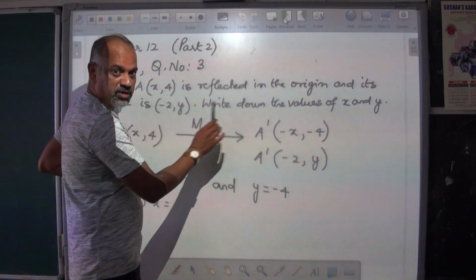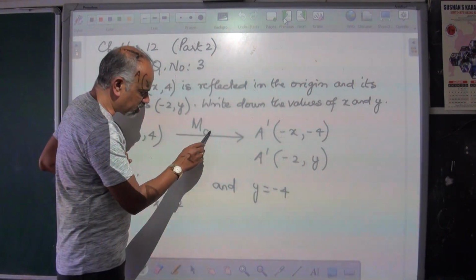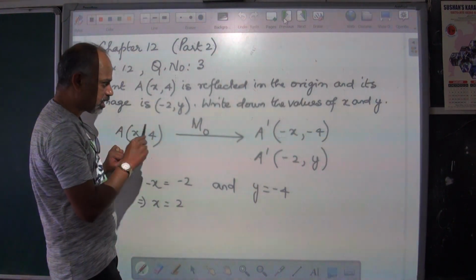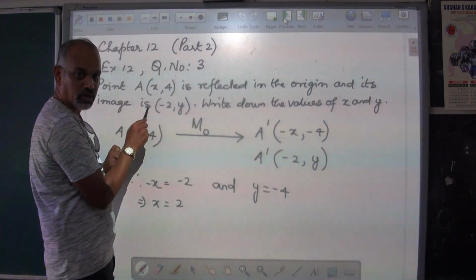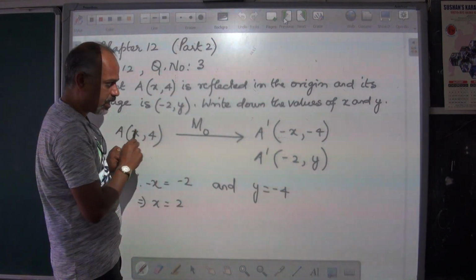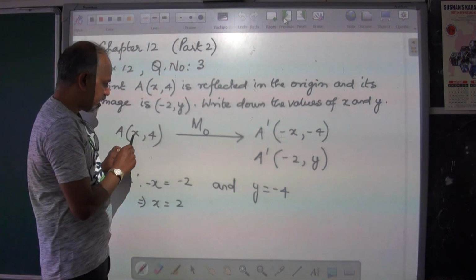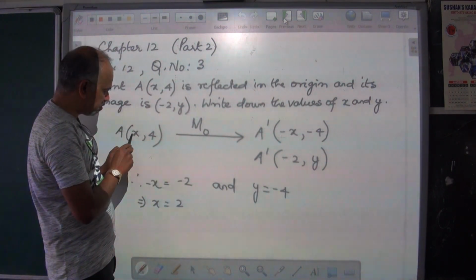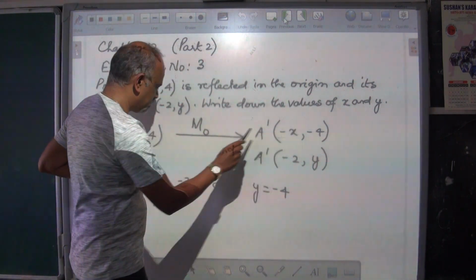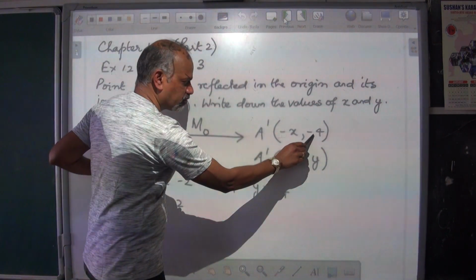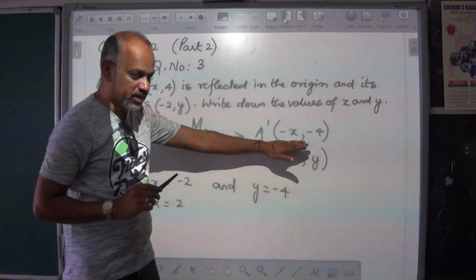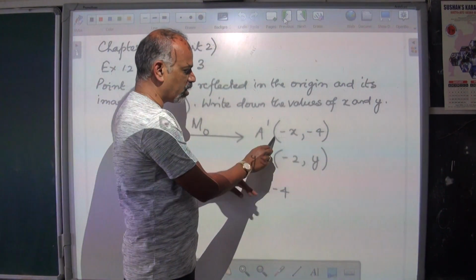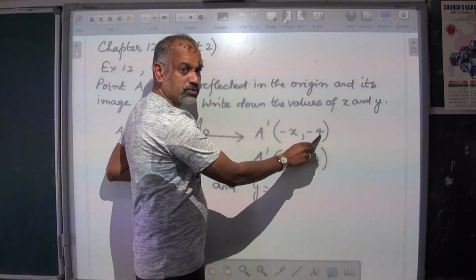Now you do the normal reflection. If you reflect any point in the origin, both the signs will change, which means A becomes A dash, even though that is not named here. You will name it. A becomes A dash, and because it is reflected in the origin, both these signs will change, which means x is going to become minus x and 4 becomes minus 4. This is your reflection. So this is the image that you got. A dash's coordinates are (-x, -4).